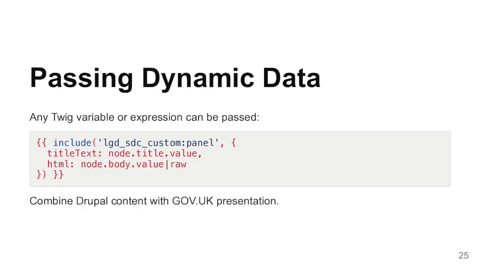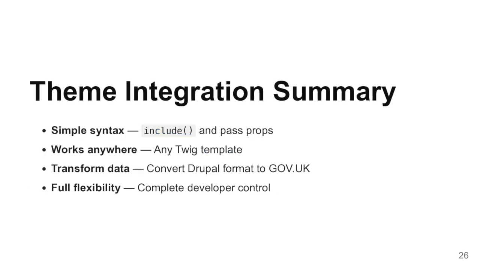You can pass any Twig variable or expression to component props. For example, passing the current node's title. This lets you build dynamic pages that combine Drupal's content with gov.uk's presentation. Theme integration gives developers full control over where and how gov.uk components appear. Use the include syntax in any template, pass your data, and get consistent gov.uk styling throughout your site.